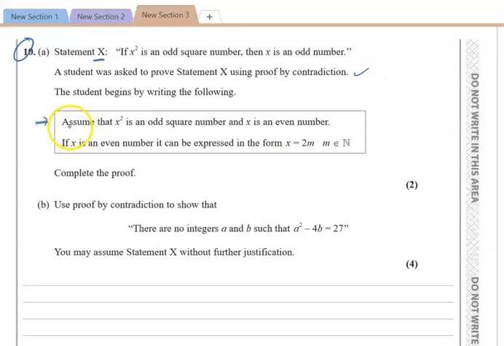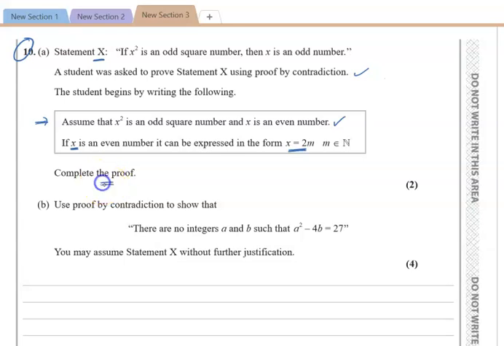So we have the negation. The negation says that, assume that x squared is an odd square number and x is an even number. This is step one, the negation, the contradicting statement. Now the next statement is, if x is an even number, then x can be written in that form, x is equal to 2m.